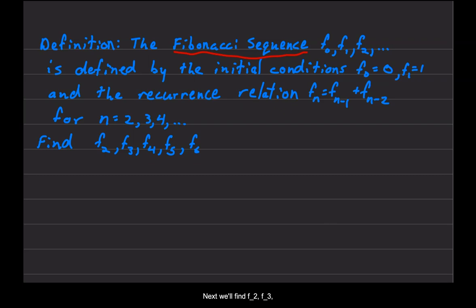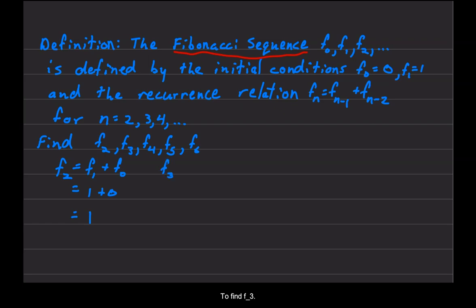Next, we'll find F2, F3, F4, F5, and F6, the terms of the Fibonacci sequence. To find F2, that will be equal to the sum of the two previous terms. So that would be F1 plus F0. Substitute in the values for F1 and F0. F1 is 1, F0 is 0. That gives us the total of 1.